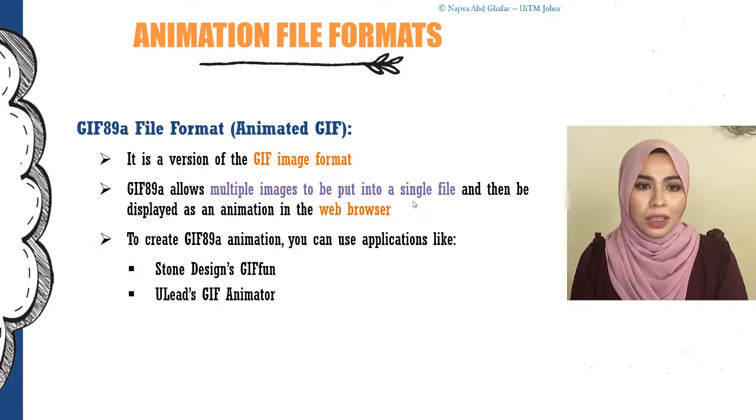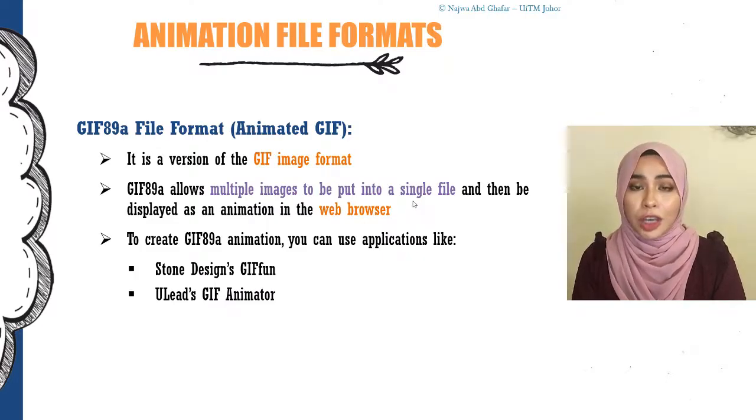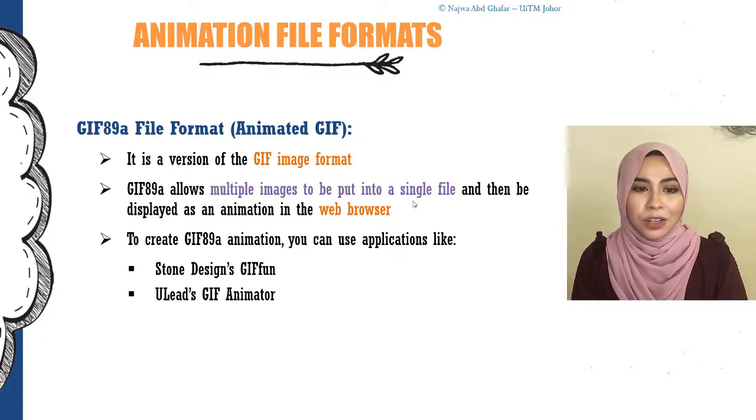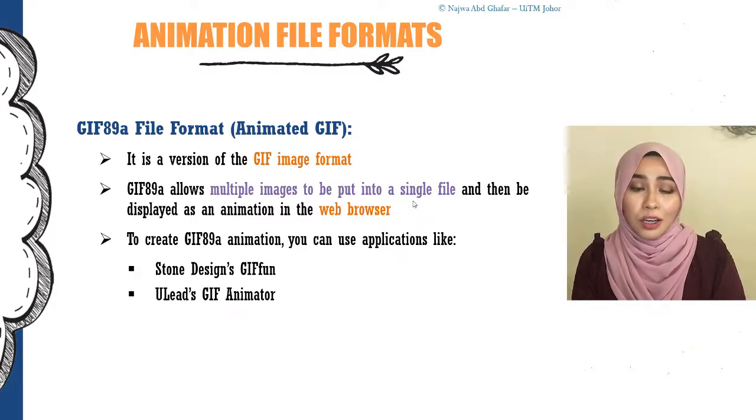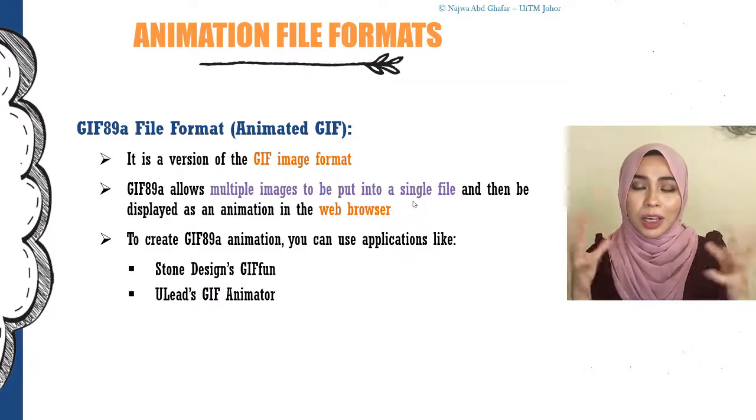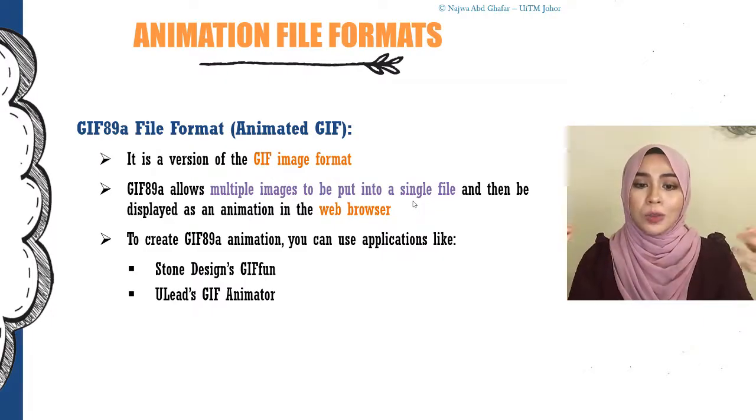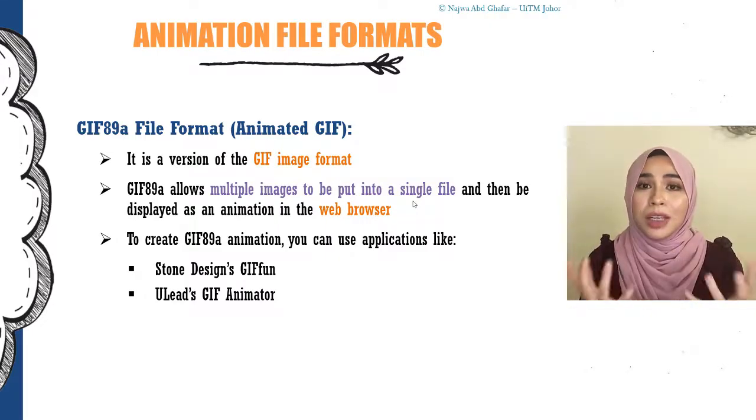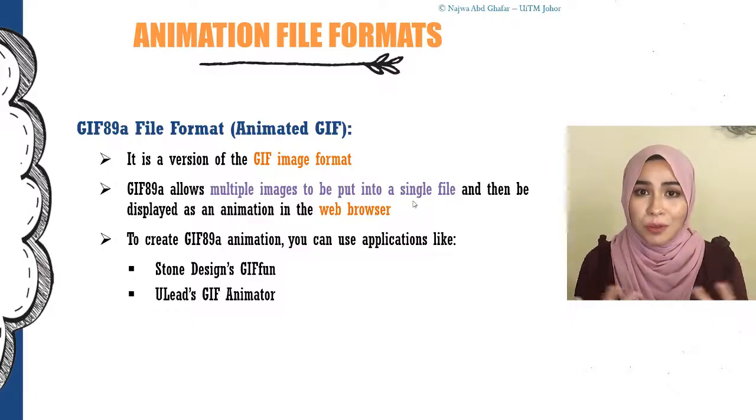Another type of file format for animation is called GIF, or GIF, whatever you want to call it. A GIF is created by using multiple images that you put into a single file. Usually you will find a GIF inside your browser. You have Tumblr where you have GIFs, even your social media, even Facebook you have GIFs.